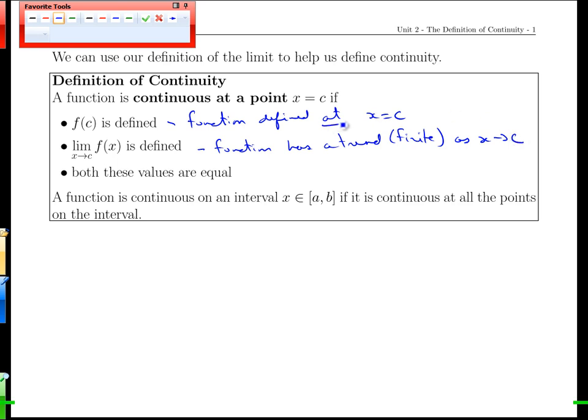So nearby that point, the function's well behaved, and as the final piece, both of these values are equal, the limit and the function value itself. So at x equals c and as x approaches c, both of those values will be identical. And what we say is a function is continuous on an interval (a, b) if it's continuous at all the points on the interval. So this is for a single point, but if we keep seeing the same pattern that the function values and limits agree consistently, then we can spread that out over a longer interval.